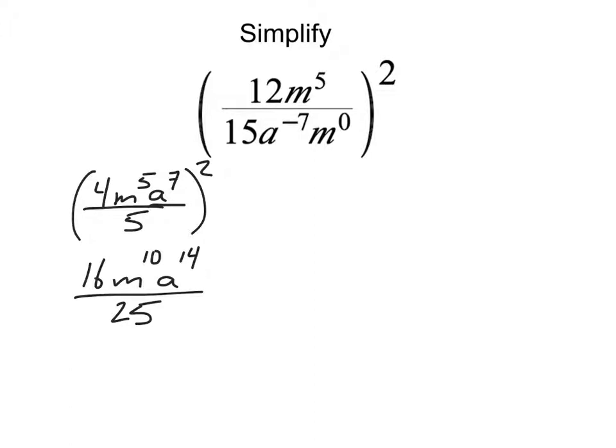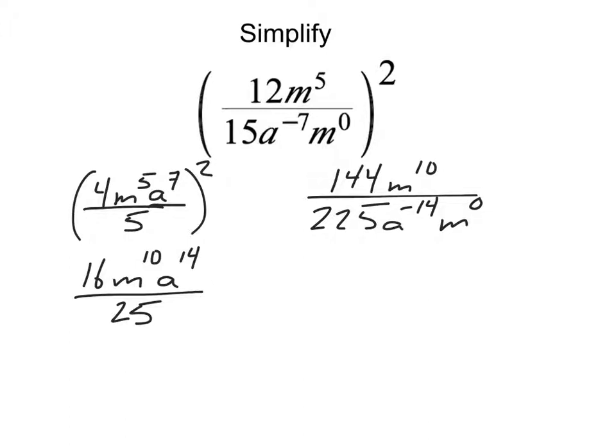All right, now I did mention that you could have done it the other order. You could have actually started by squaring. That would be fine. You would end up with 144 m to the 10th over 225 a to the negative 14 m to the 0. And then you'd have to work with it from there. And yes, it will reduce to be the same thing. But in this case, which one seems easier? To me, this route seems easier, but it's only because as I look at this problem and start saying, okay, what am I going to have to do? It's a lot easier to reduce 12/15 than it is to reduce 144 over 225. But otherwise, it's all about the same work.